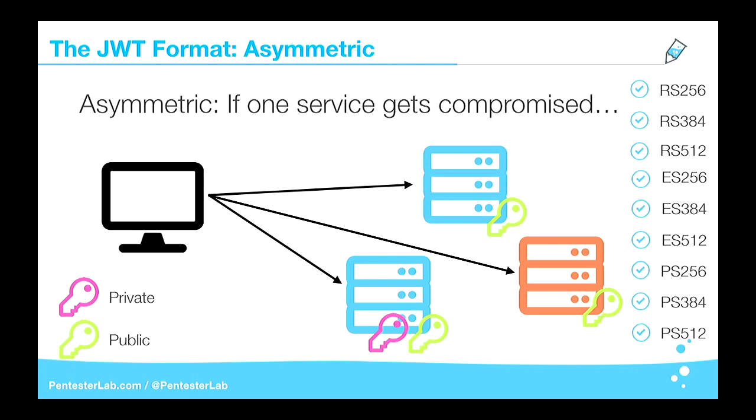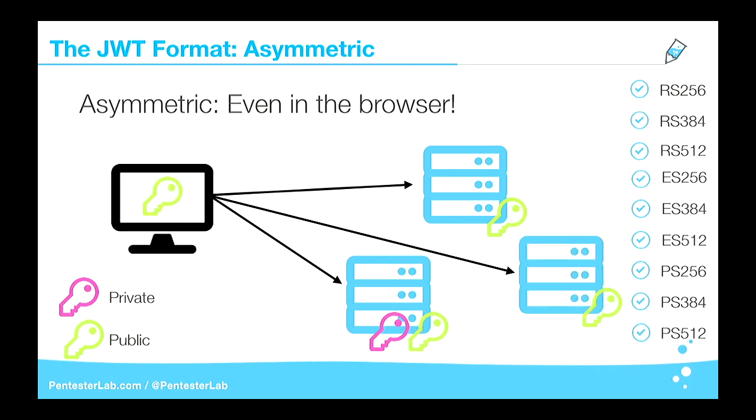So that's why there are multiple algorithms. And if you're using RSA, you can even do that in the browser because it's a public key, so you can provide it to the client and do some checks in JavaScript. Because again, public key.